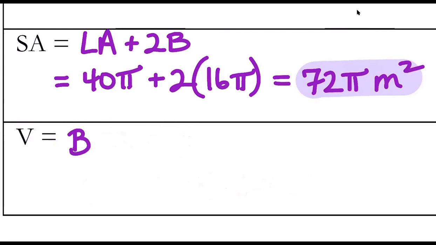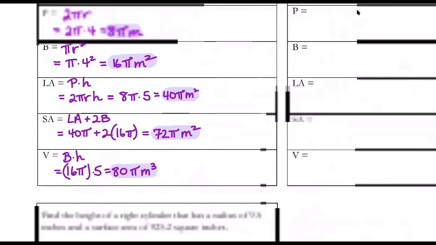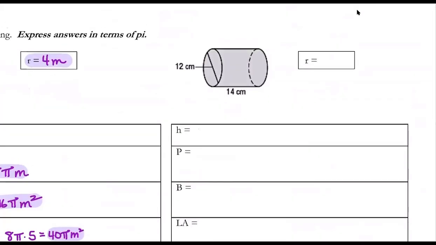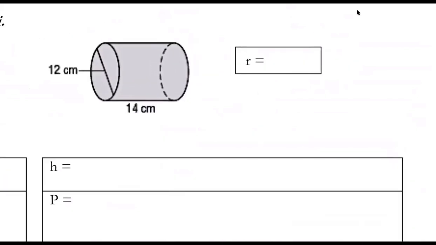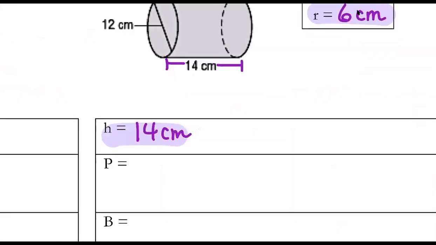Okay, volume is base area times the height. Area of the base was 16 pi. The height is 5. So that's 80 pi meters, and it's volume, so meters cubed. Okay, for the second one, the radius this time is 6 centimeters. Okay, height, the perpendicular distance between the bases is 14 centimeters. Perimeter is pi d. I'm going to go ahead and use pi d instead of 2 pi r because we have the diameter there. So that'd be 12 pi centimeters.